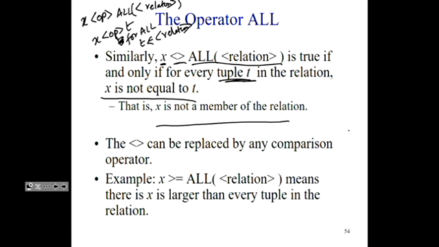And like the any keyword, this operator can be replaced by any other comparison operator. So if you have x is greater than or equal to all relation, then that means that x is larger than every tuple in the relation. Okay, so it's pretty intuitive. It's not very surprising.